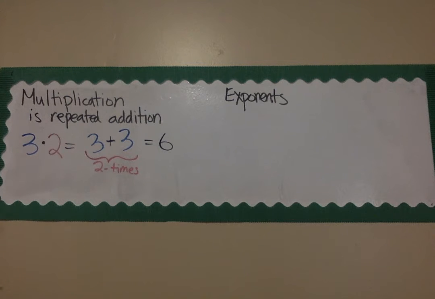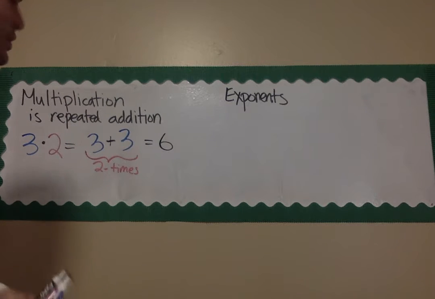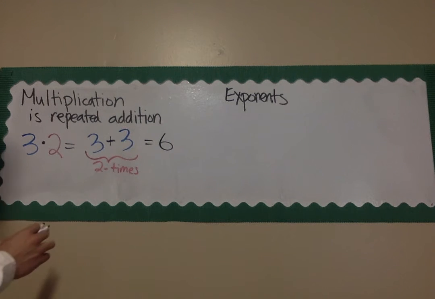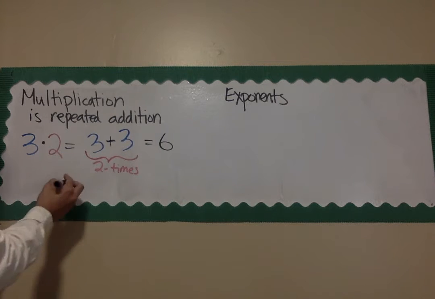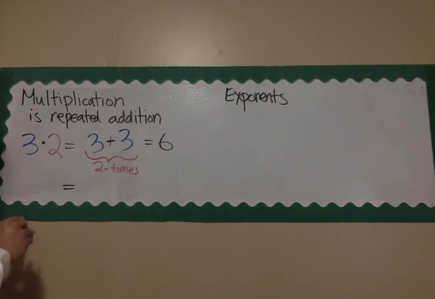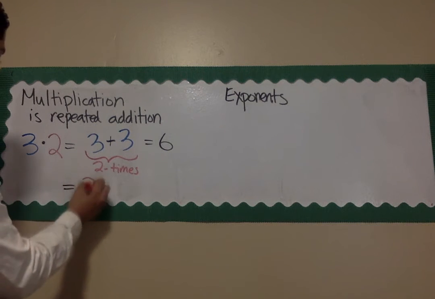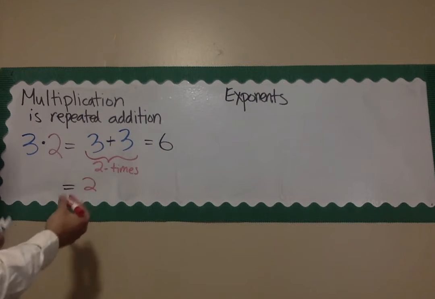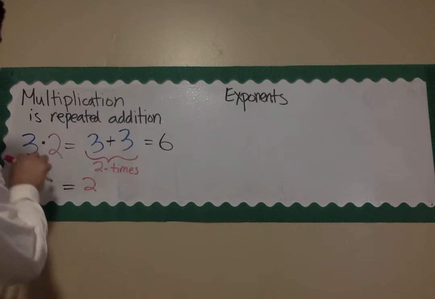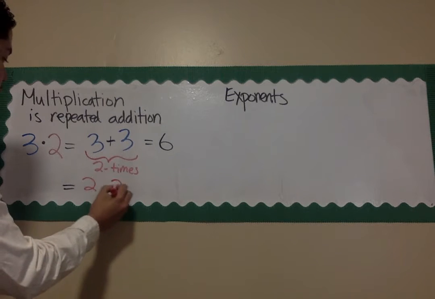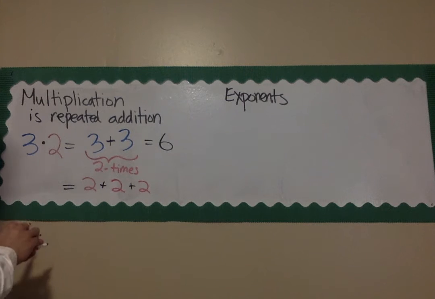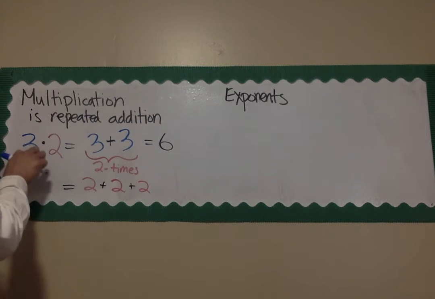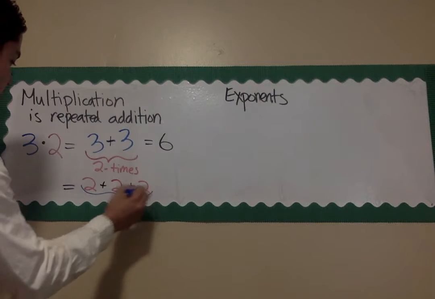Since multiplication is commutative, we could do it in any order we would like. So we could also do 2 times 3. And how many 2s are we adding together? We're doing it 3 times: 2 plus 2 plus 2.